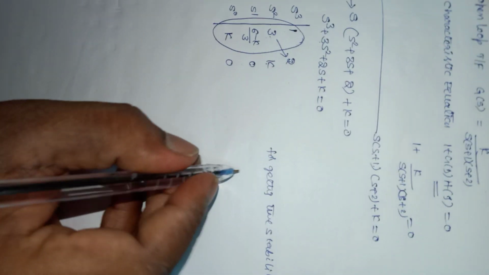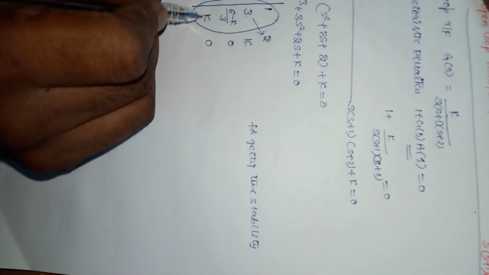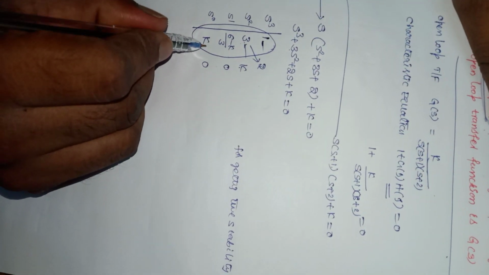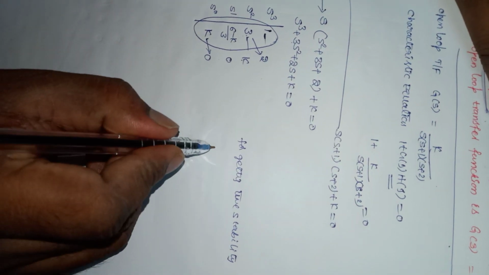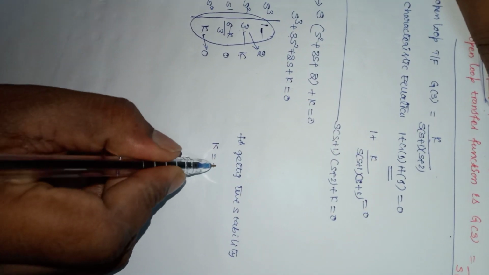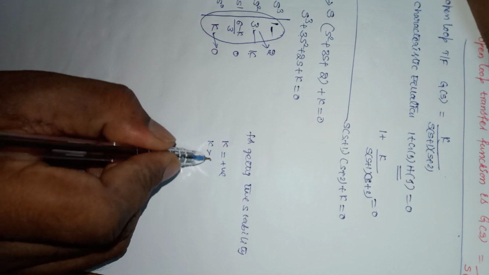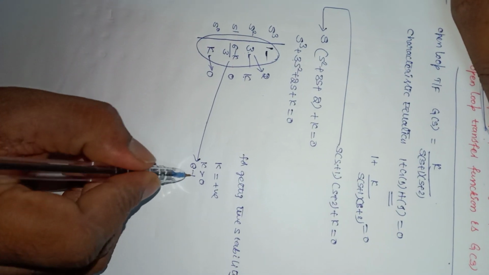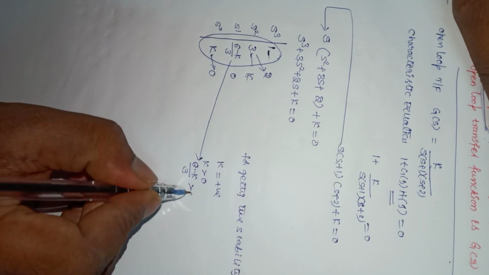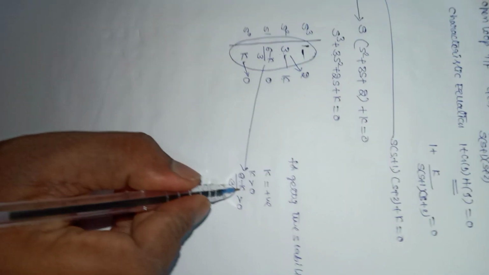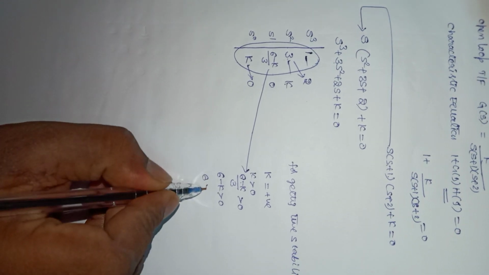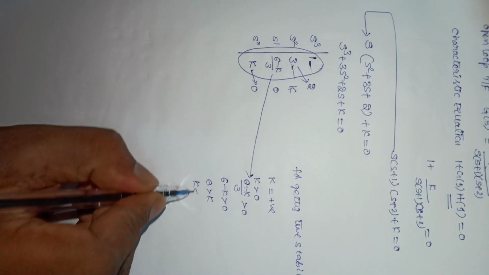array should become positive. That means this 1 is positive, we know that, 3 is positive, we know that, this K should also be positive. That means K should be greater than 0. And also this term is greater than 0, that is (6 minus K) divided by 3 is also greater than 0. So 6 minus K should be greater than 0, 6 is greater than K, or K is less than 6.